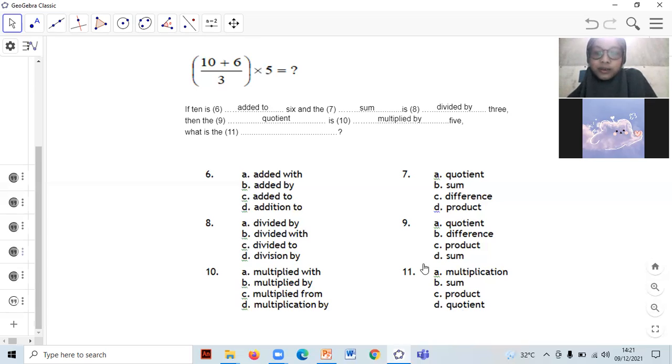What is the, for number 11? This is operation result of multiplication. So we can choose C, product. Okay, we can see the answer. Yes, product. So the full answer is, if 10 is added to 6 and the sum is divided by 3, then the quotient is multiplied by 5. What is the product? Okay, it's a full answer.